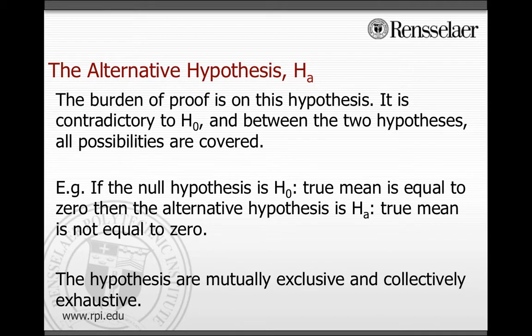The alternate hypothesis in that example would be the prosecutor. The burden of proof is on them. It is contradictory to H naught, and in a good hypothesis test, all possibilities are covered. For example, if the null hypothesis is that the true mean is equal to 0, then the alternate hypothesis could be the true mean is not equal to 0. So those two hypotheses are mutually exclusive and collectively exhaustive, which, in case you need a probability refresher, means that they cover all possible outcomes and there's no overlap between the two of them.